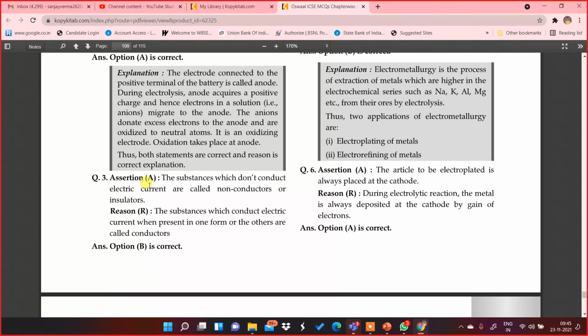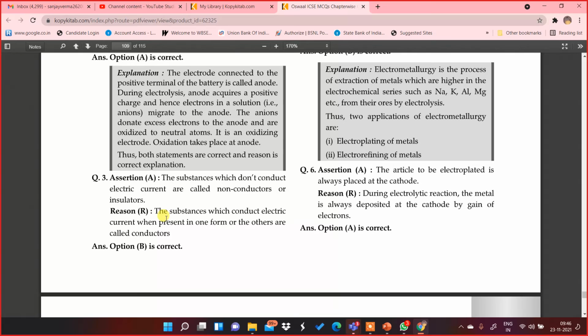Question number 3, assertion A: The substances which don't conduct electric current are called non-conductors or insulators. Okay, fine. Reason: The substances which conduct electric current when present in one form or the other are called conductors. Now the assertion is saying the substances which don't conduct electric current are non-conductors or insulators. That is true. That means assertion A is true.